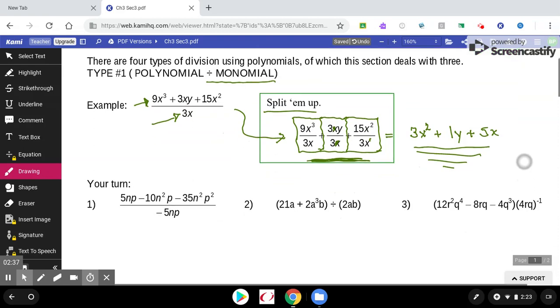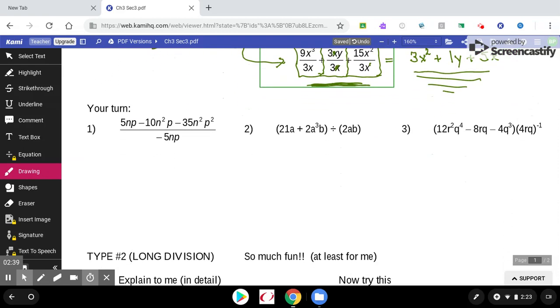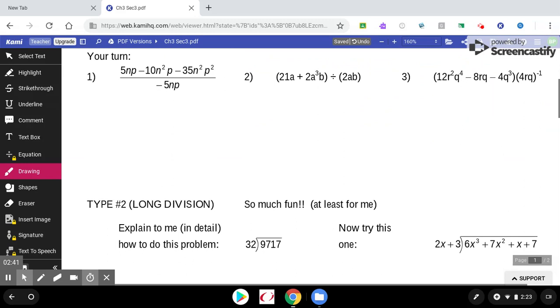All right, a couple more examples to look at. That one was already done for us, or partly done for us. So example number 1 here. Another reason I like to take the time to rewrite them, guys, is you've got a bunch of signs here to worry about. So I know my 5np is getting divided by the bottom one.